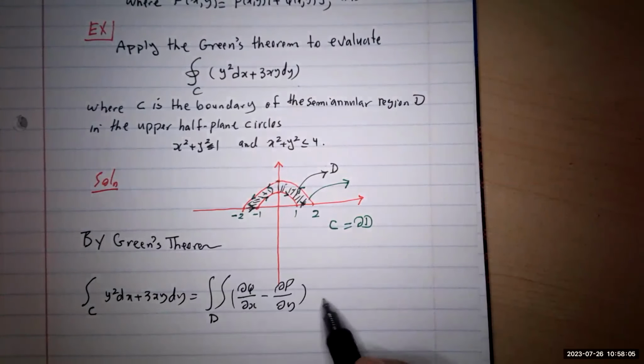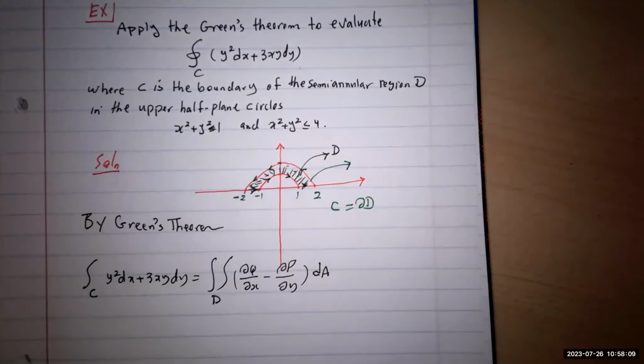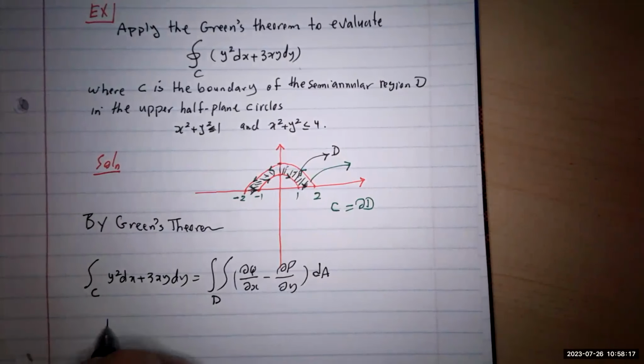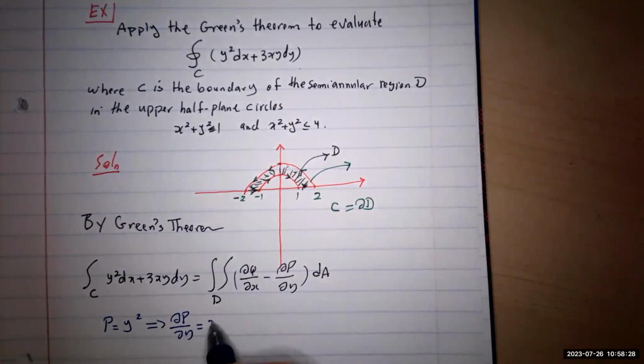And then we decide what we are going to do about the integrations. So you have to form this one first. This is the P and this is the Q. So identify this. The P function is going to be equal to y². You have to differentiate this with respect to y, so ∂P/∂y would be 2y.